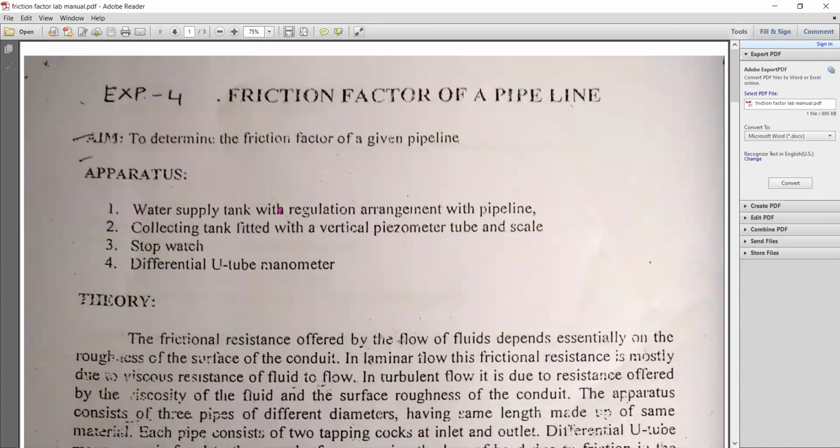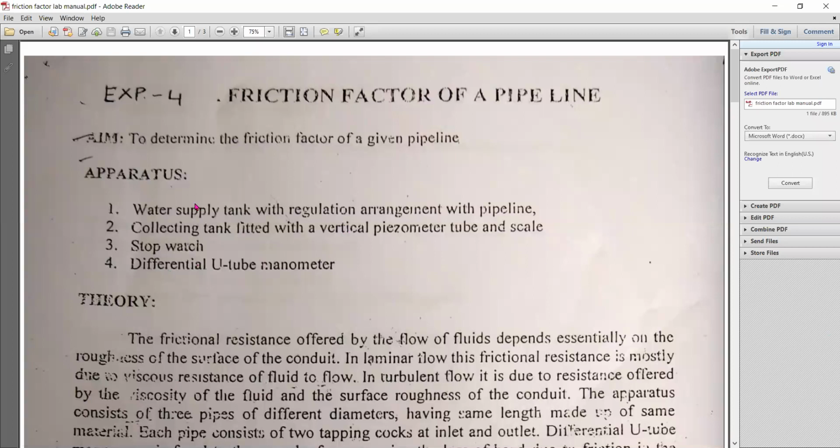Right. So this is the thing which you are going to write in your record. So I'll send this. Don't write experiment number 4 here. What is our experiment number? 2, sir. The last two which you have done are 1A and 1B. This is experiment number 2, to determine the friction factor of a given pipeline.